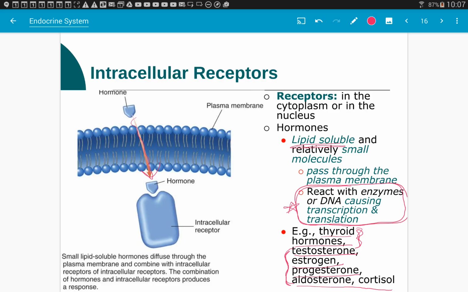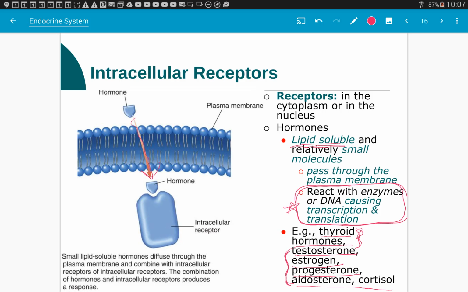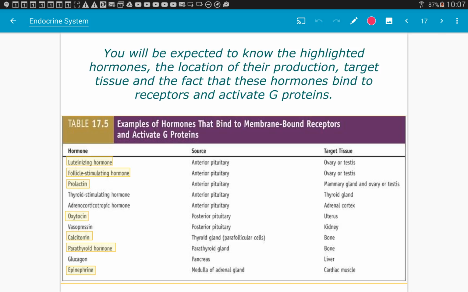As compared, backing up again, as compared to those that are large or water-soluble, molecules like epinephrine and norepinephrine are going to bind to receptors on the plasma membrane. Okay? So you will need to know those differences. Now here is a table, and yeah, I'm just going to read it. It says, you will be expected to know the highlighted hormones, where they are produced, the target tissue, and whether or not these hormones bind to receptors and activate G proteins.